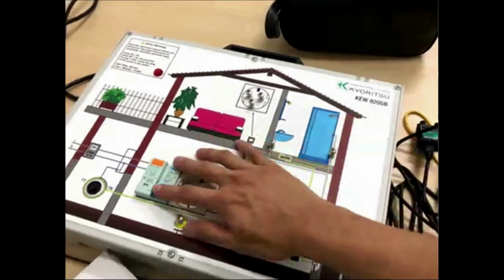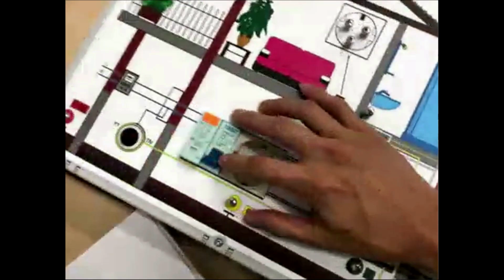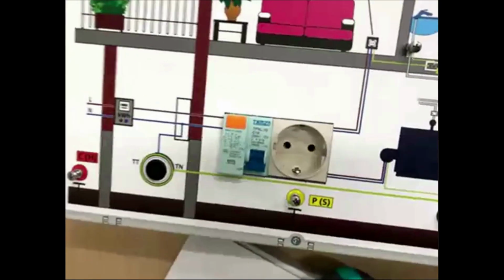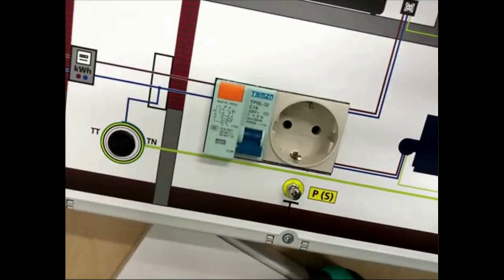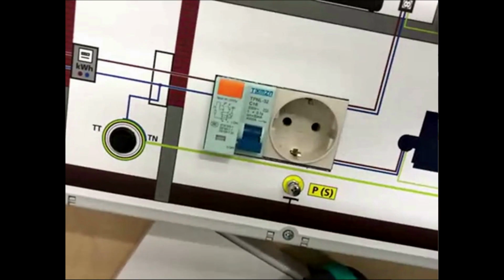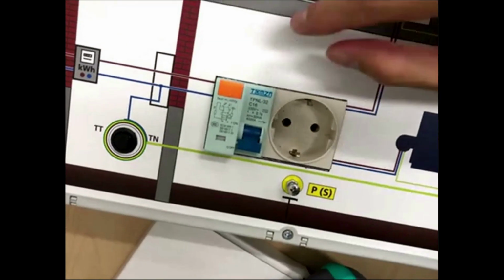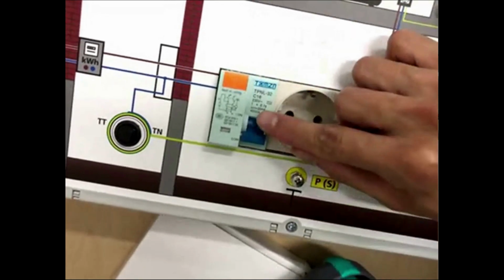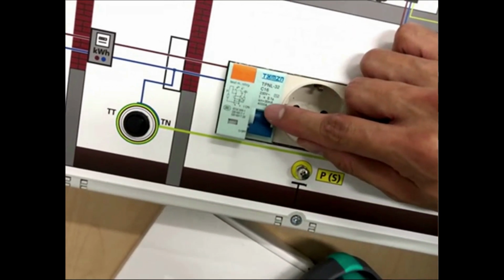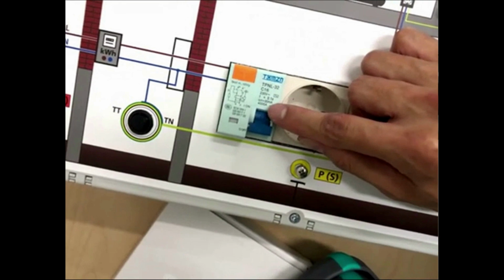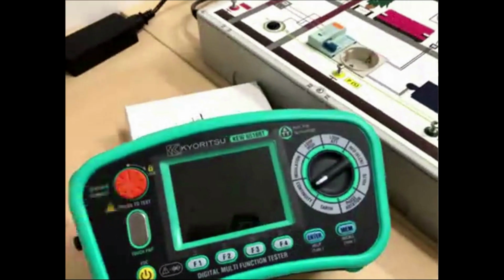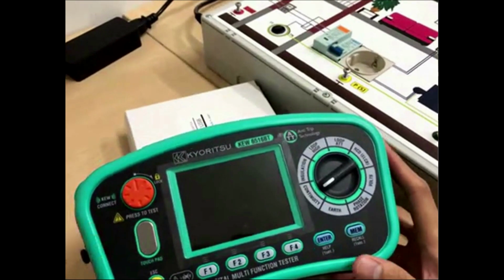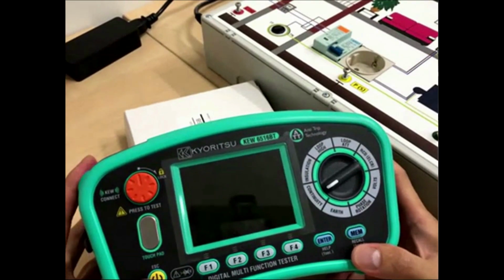Understand? So this is the RCD. You see what our RCD is? The tripping current. Not sure if you all can see or not. The tripping current here is 30 milliamp. You see, 30 milliamp. So this is our RCD, 30 milliamp. Okay. Now I explain to you.